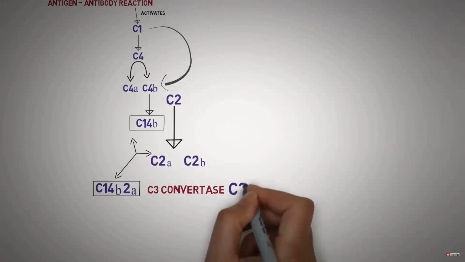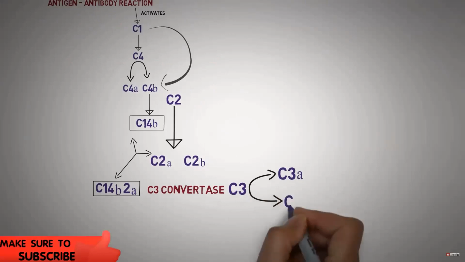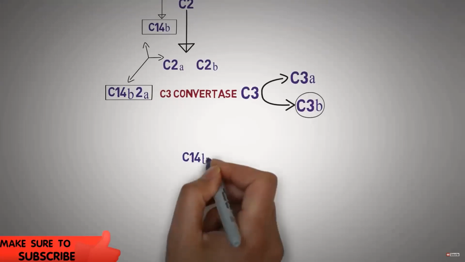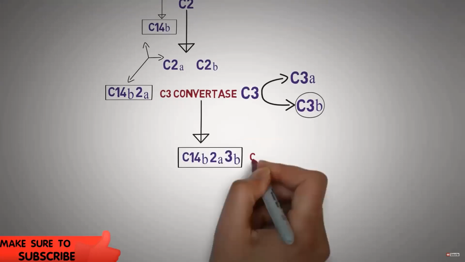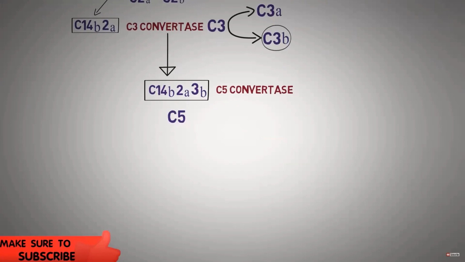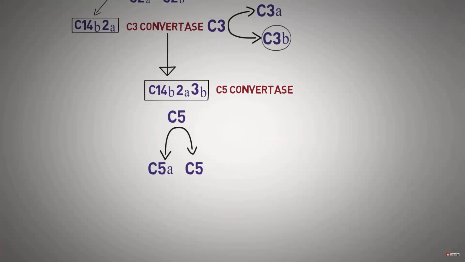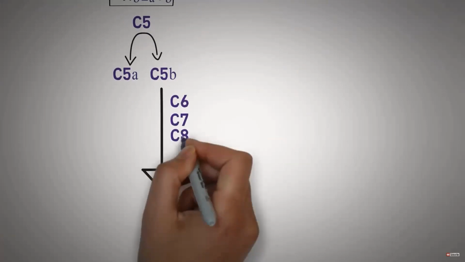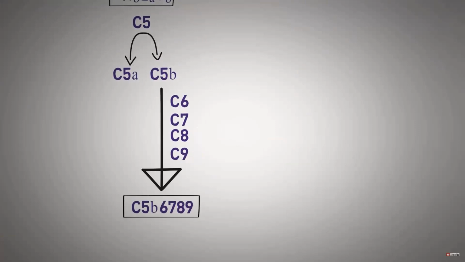The C3 convertase then splits C3 into C3a and C3b. The C3b combines with the C3 convertase and forms C14b2a3b. This is also an enzyme known as the C5 convertase. The C5 convertase similarly converts C5 into C5a and C5b, out of which C5b is the largest product and combines with C6, 7, 8, and 9 to form C5b, 6, 7, 8, 9, which is the membrane attack complex.